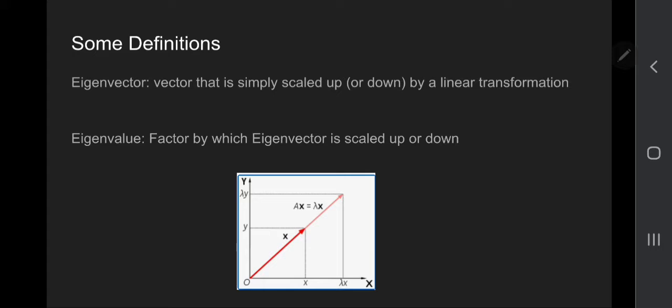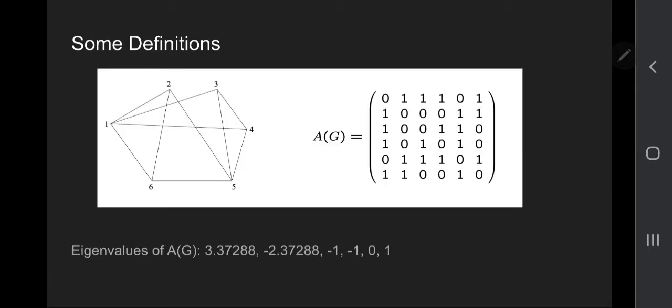So just to repeat an important point, eigenvalues are the scalar factors by which linear transformations scale eigenvectors up or down. If you have multiple eigenvectors in the system, you will have multiple eigenvalues scaling them up or down. And in the examples that we'll look at, we will have multiple eigenvectors, and so we'll have different eigenvalues that we're looking at.